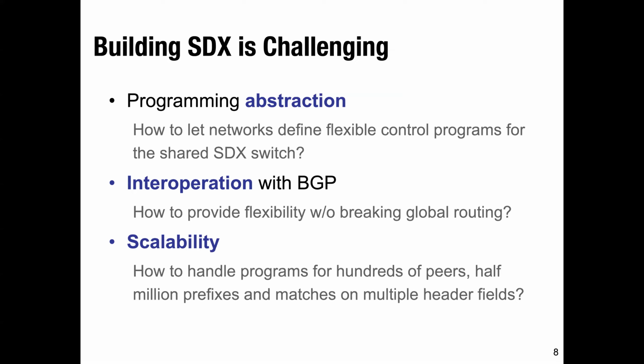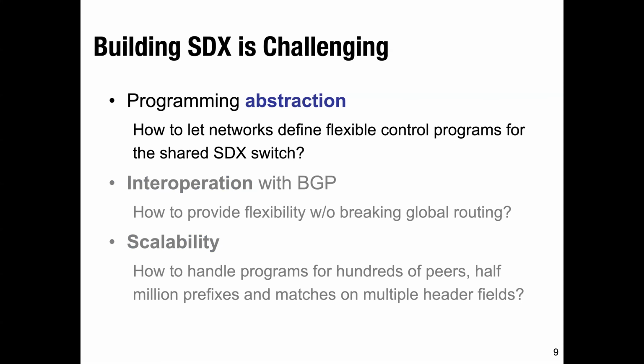And then there is a question of scalability. We are talking about an exchange point where we will be having hundreds of peers or ISPs providers that are present. We're talking about at least 500,000 prefixes to work with, and about these flexible rules or flexible programs that are trying to match on multiple header fields, right? So we're talking about a huge scalability challenge, given that we want to make all this work in just one switch, right?